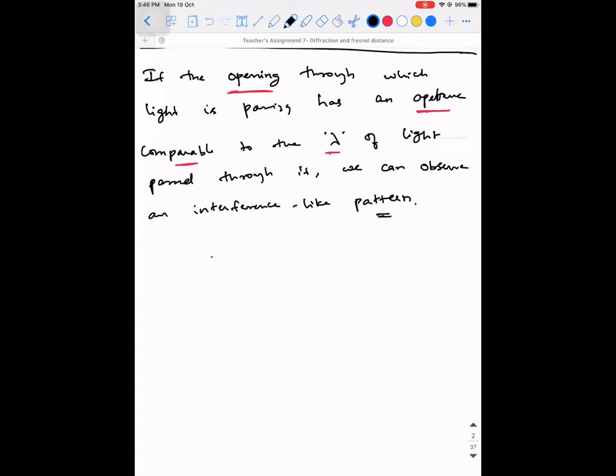Here, the outline that I'm going to explain is, if you take a blade, you try to keep them as close as possible so that you allow only a little bit of light to pass through them. This is the opening I'm trying to talk about. These two blades are going to be kept very close to each other, and light will be passed from one side. On the other side, there will be a screen, and on the screen, observe what kind of pattern you are going to find.